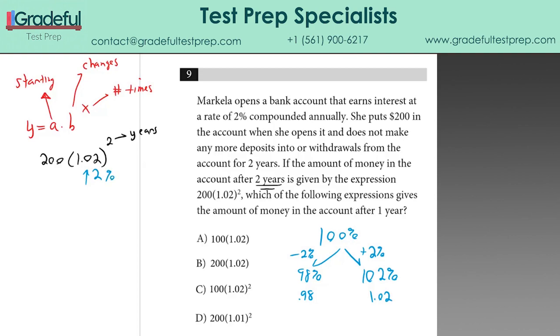So what would happen if it were only after 1 year? Well, the number of times wouldn't be 2, it would be 1. So that's 200 times 1.02 to the first power, or just 1.02. And on a calculator, 200 times 1.02 is 204. But in any case, what we have here matches answer choice B for number 9.